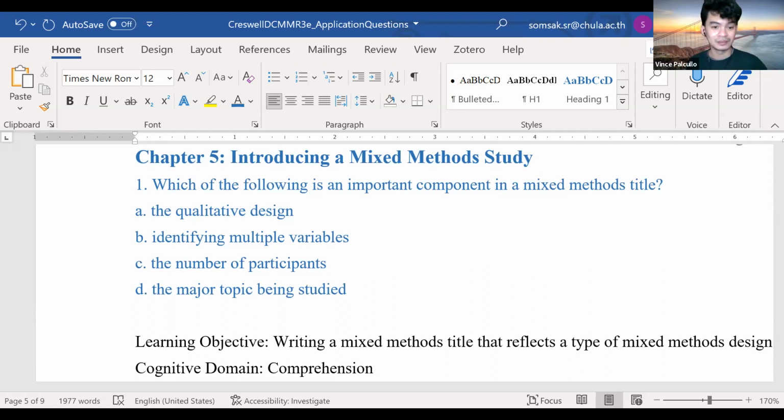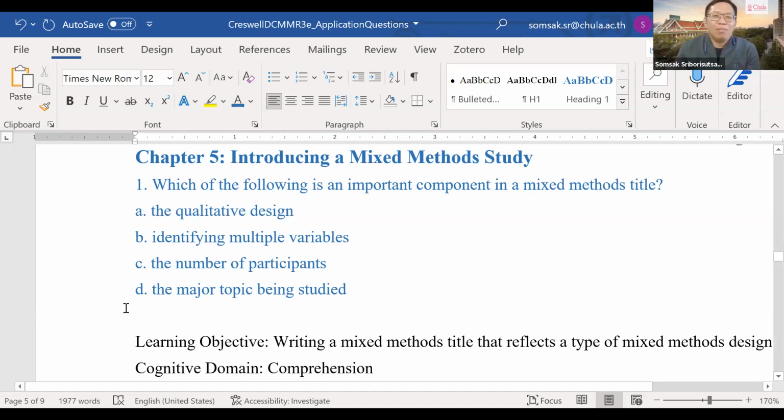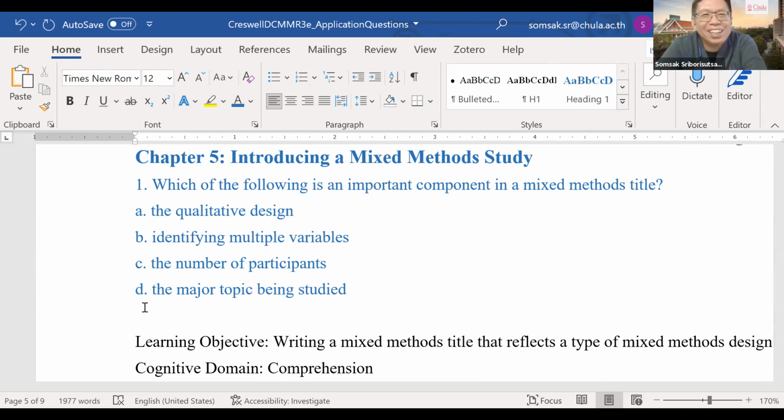Letter B. What? It's either letter B or letter D. Letter B, like boy, or letter D. I'm supposed to give only one answer. Yes, only one answer. So, okay. Choose the best one that suits you.